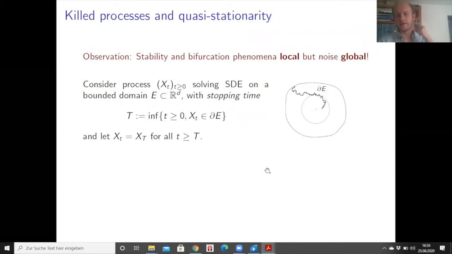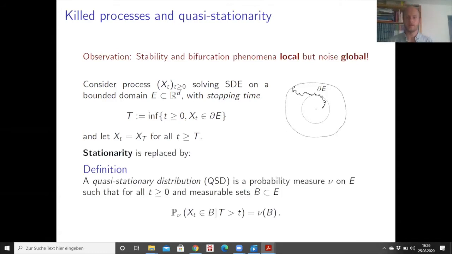People from stochastic analysis have done quite a lot about that. One first thing is that you would replace stationarity by so-called quasi-stationarity.